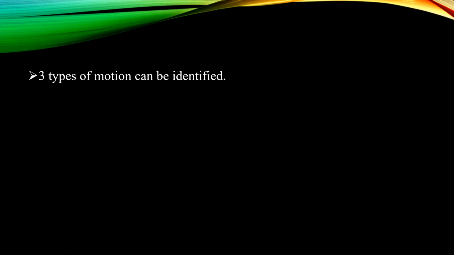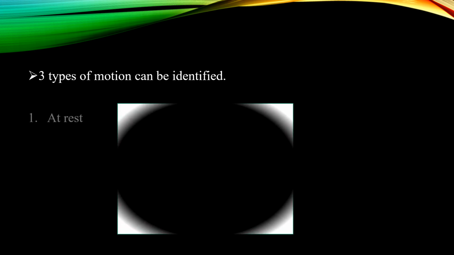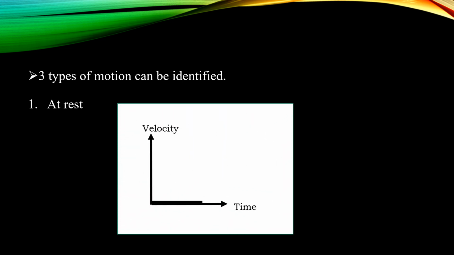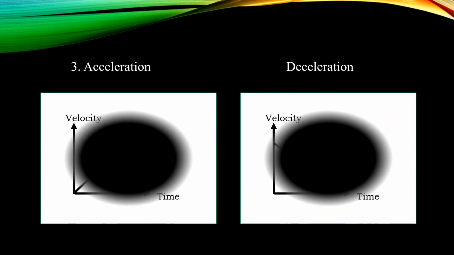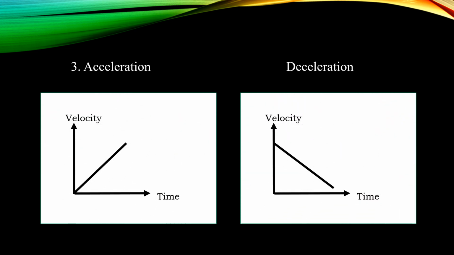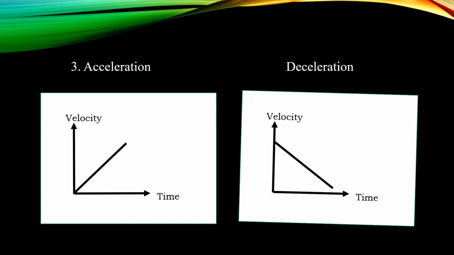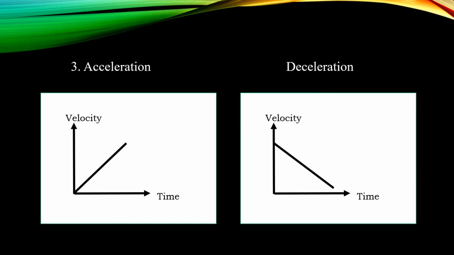3 types of motion can be identified in a velocity time graph. First one is stationary phase or at rest. In this case, y-coordinate is 0. Second one is uniform velocity. In this case, the y-coordinate takes a constant value, or we can say the gradient is 0. Third one is acceleration or deceleration. In the case of acceleration, the gradient is increasing, and in the case of deceleration, the gradient is decreasing.